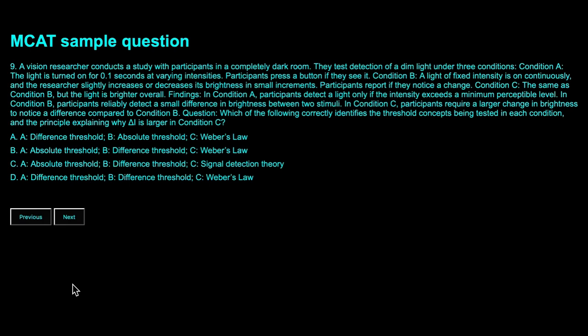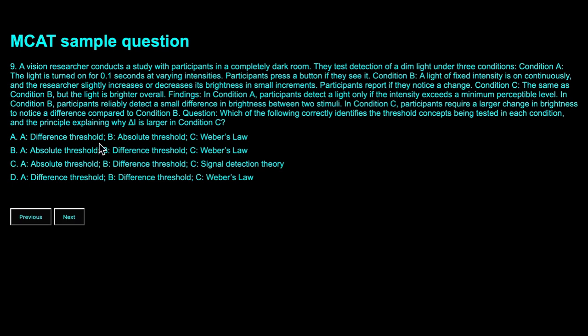Okay, so we need to define some terms: difference threshold and absolute threshold. So difference threshold is when you already have the stimuli and you just change the amount of stimuli so that you can check whether the participants can tell whether the intensity of the signal was increased or decreased. That's difference threshold. Absolute threshold, on the other hand, checks whether the participants can detect the stimuli at all.